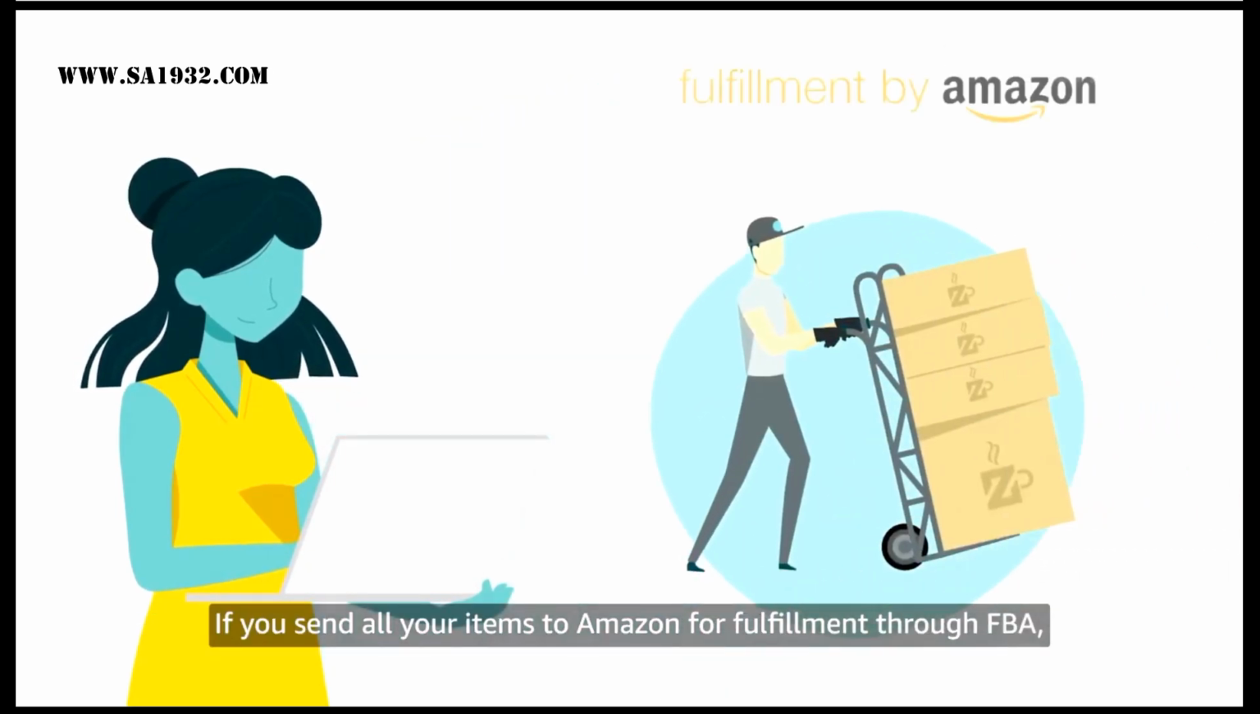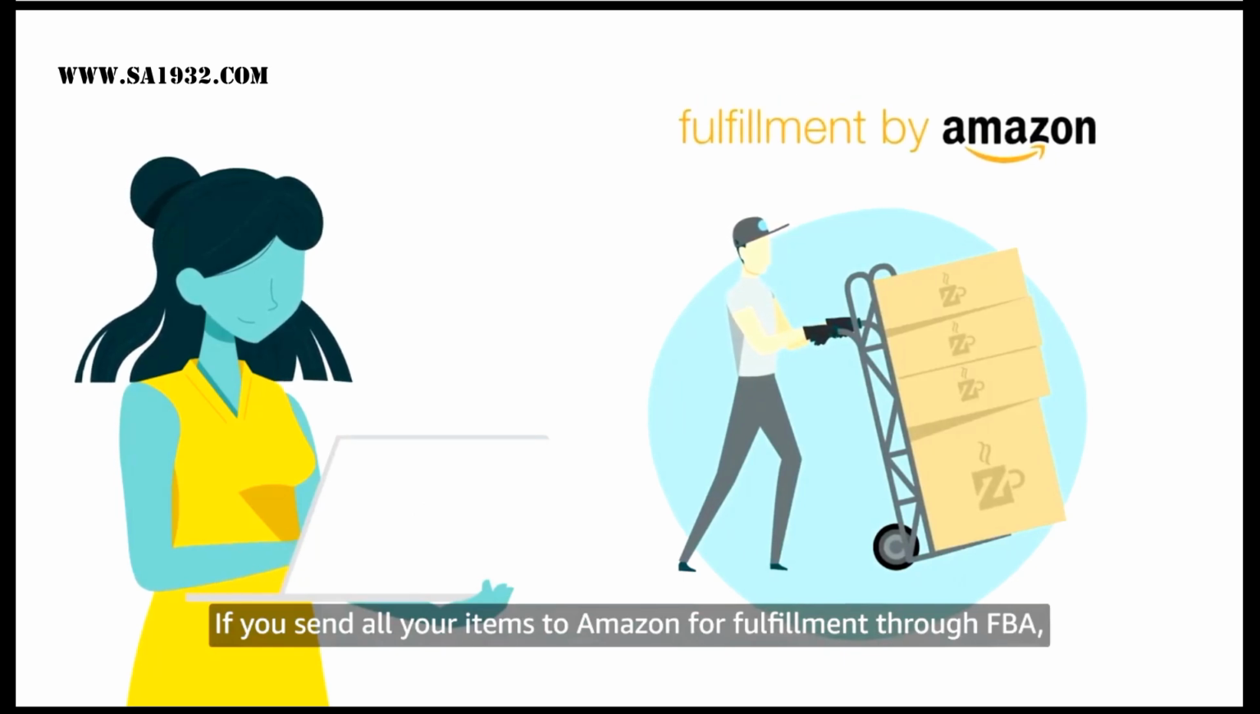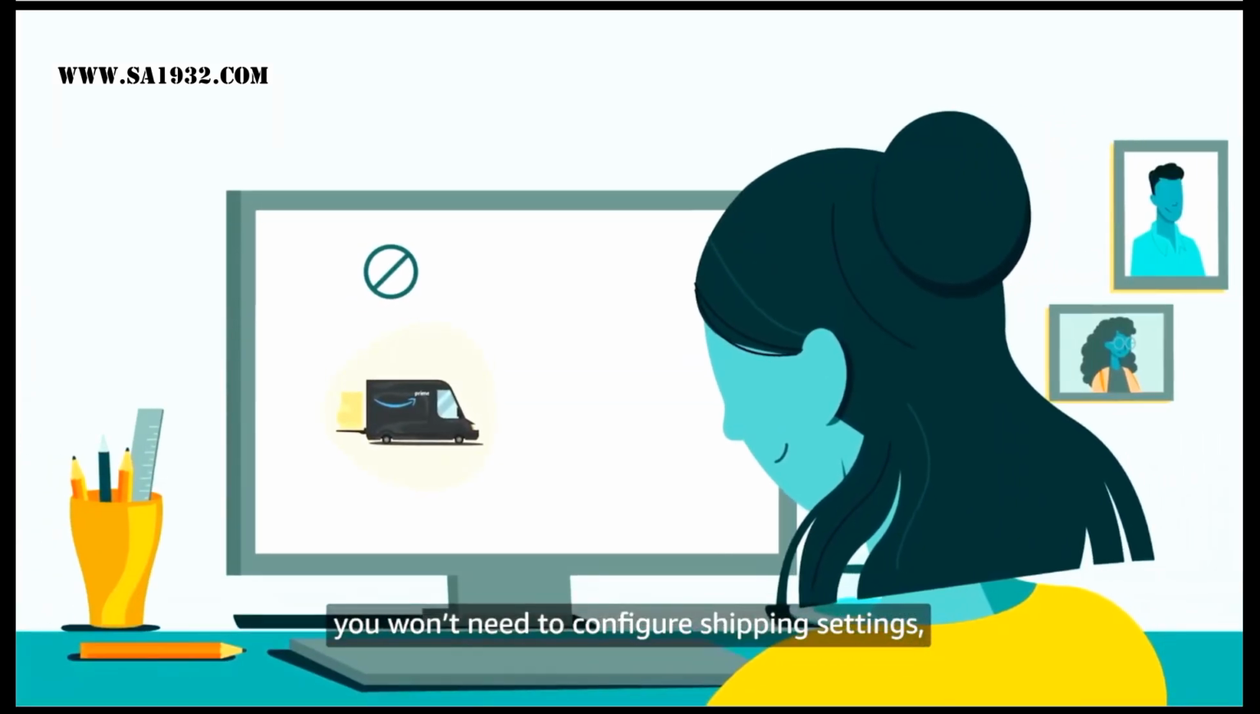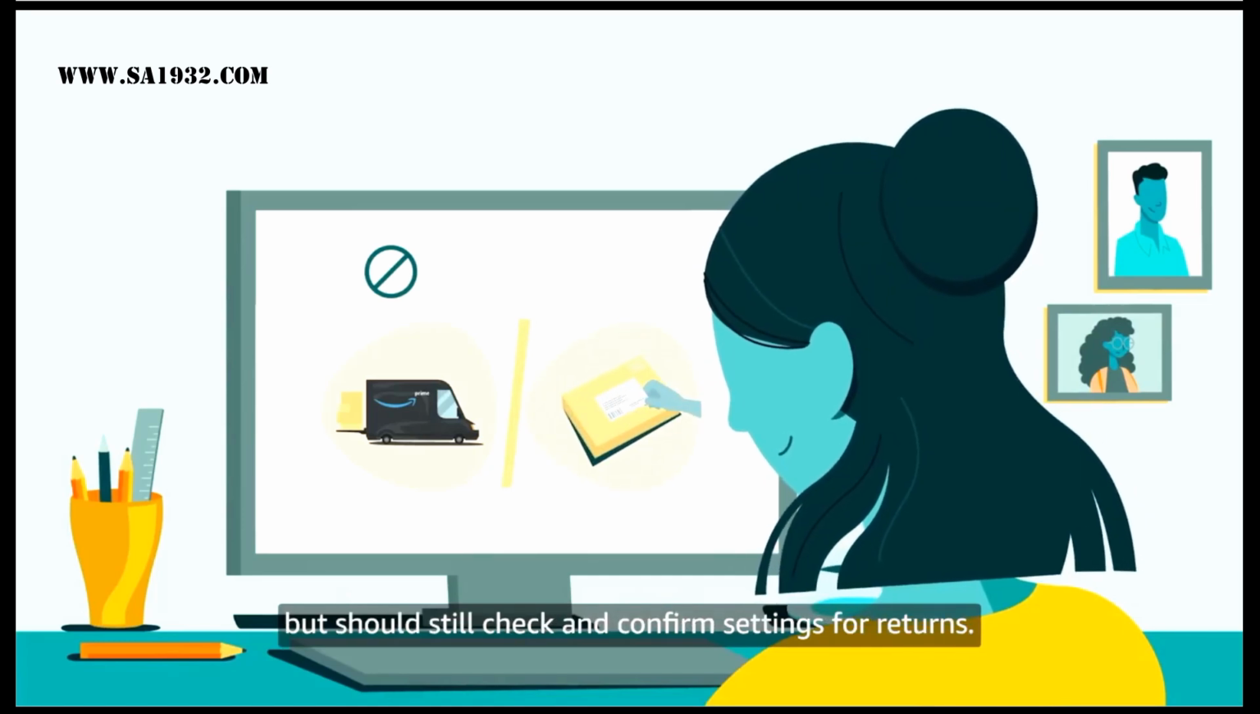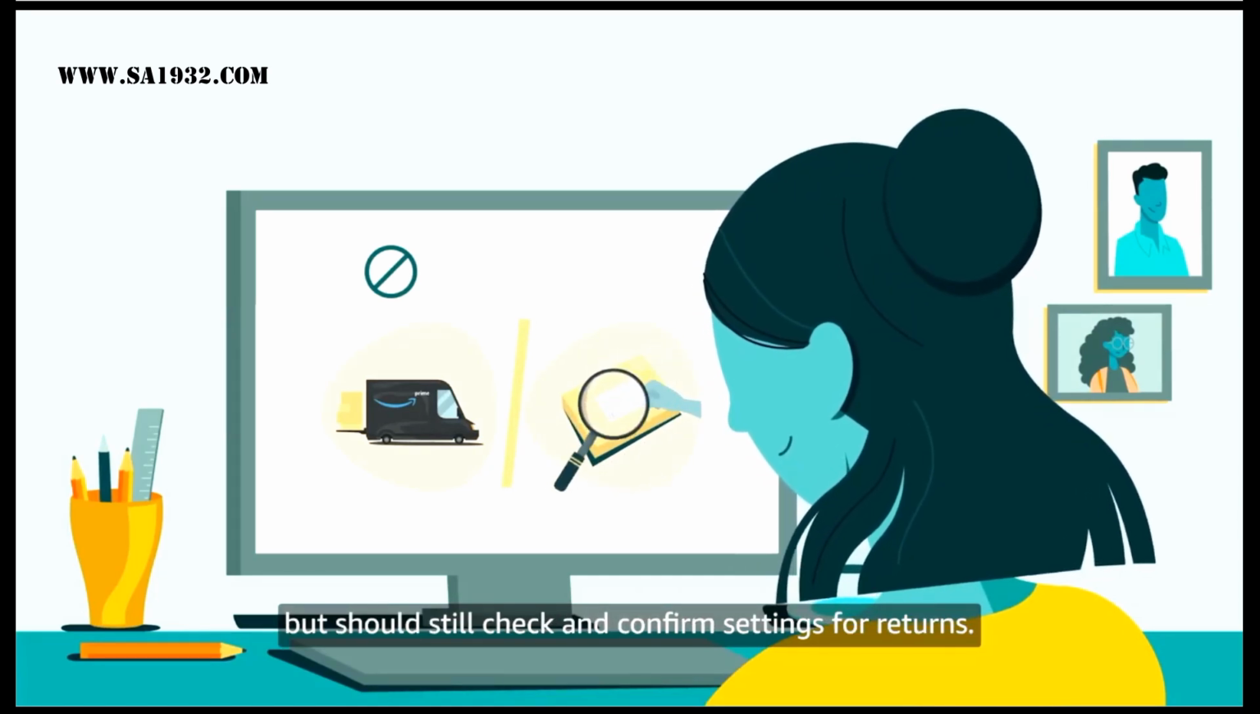If you send all your items to Amazon for fulfillment through FBA, you won't need to configure shipping settings, but should still check and confirm settings for returns.